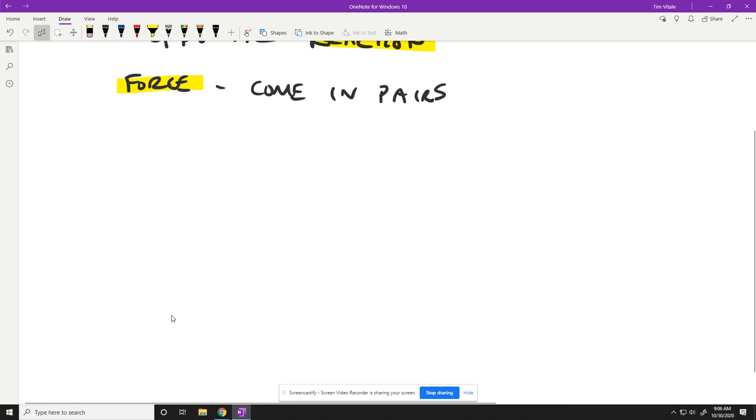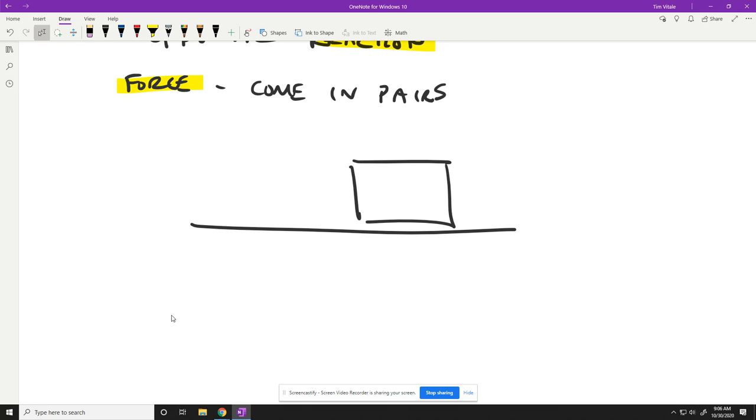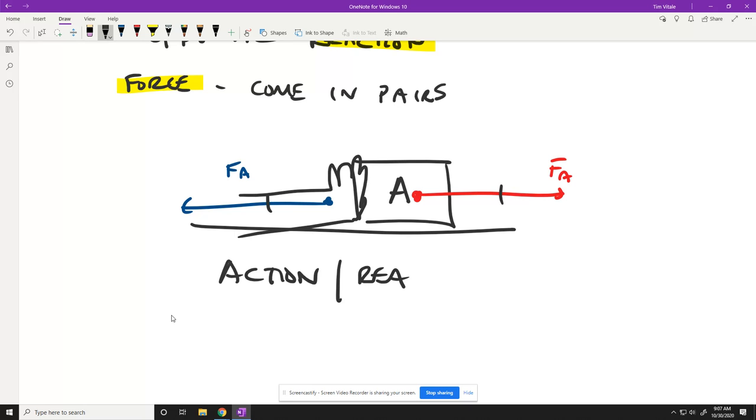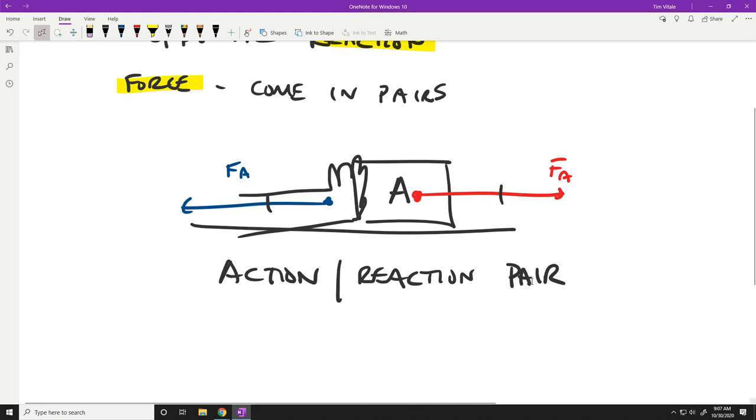So here's just a general example, an easy example. Let's say I have a block. We'll call it block A, and I push on the block with my frumpy, weird hand. This block is going to feel an applied force from my hand to the right, and my hand feels an applied force from the block to the left. These forces are equal and opposite. So this is what's called an action-reaction pair.